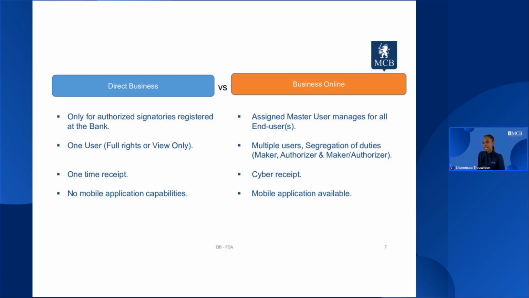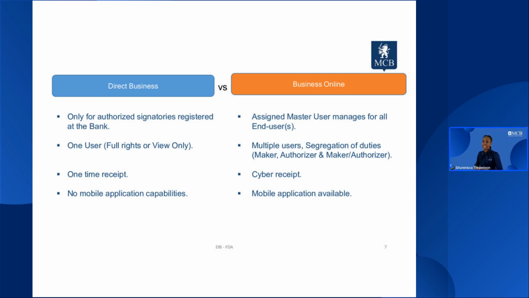With direct business right now, only authorized signatories that are registered at the bank can have a user. On the new platform, the master user is the one that needs to be registered at the bank, but the master user decides who can have end users. So it's not necessarily for authorized signatories. The current system only allows for two types of users, which is basically a user that has full rights or a user that can view only.